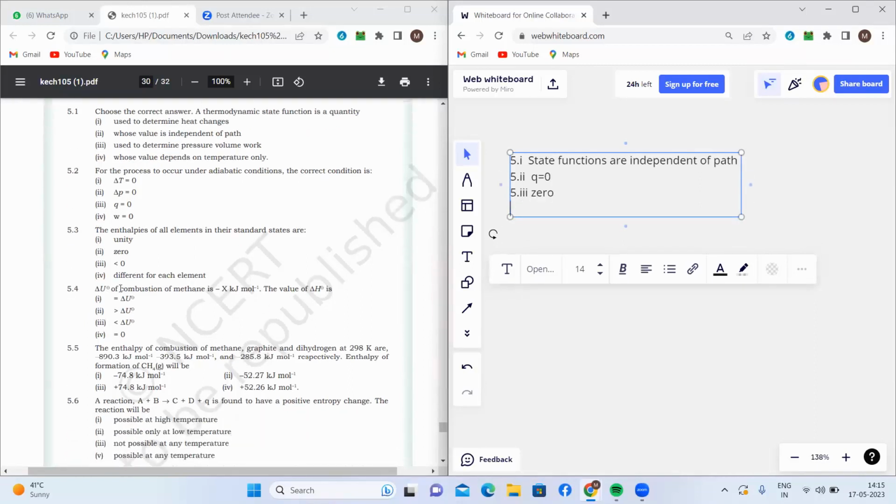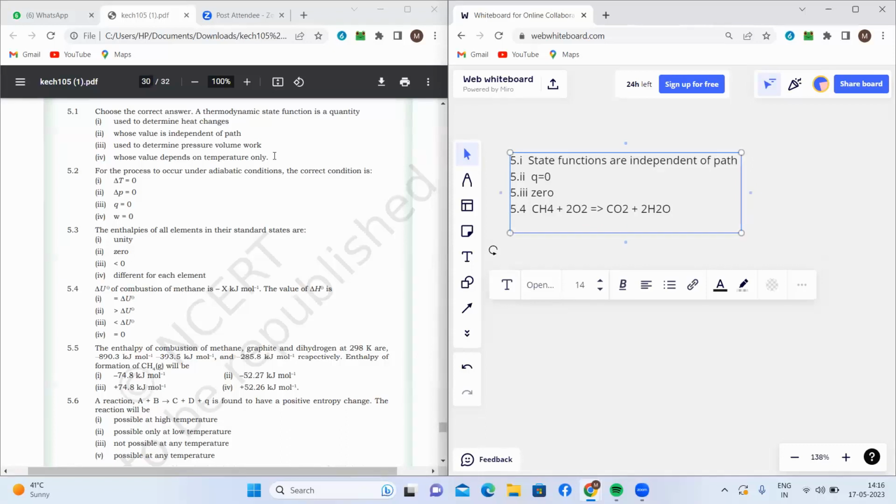The fourth one is delta U of combustion of methane is -6 kJ/mol. The value of delta H is, so we are given the delta U for combustion of methane and we have to find the value of delta H. So we can do it this way. Okay, let's start with the reaction only. We know that the reaction for combustion of methane will give you CO2 plus H2O, and let me balance it. I think we can put 2 here, and similarly I can also put 2 here. Now it's balanced.